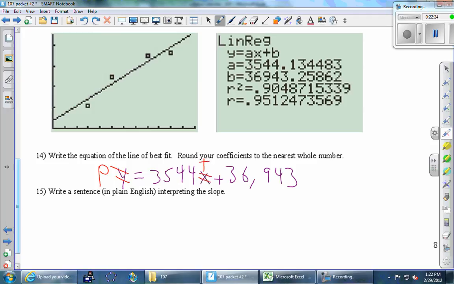Okay, so let's think about the slope. First of all, which number is the slope? The 35 or the 36? Okay, so slope is 35. It's the number touching the variable, the x.